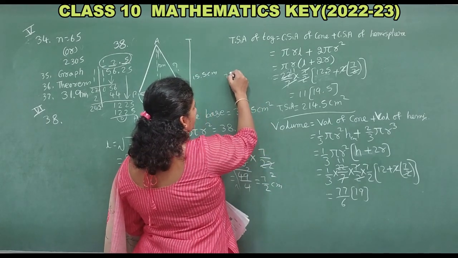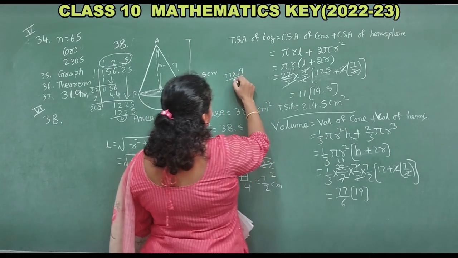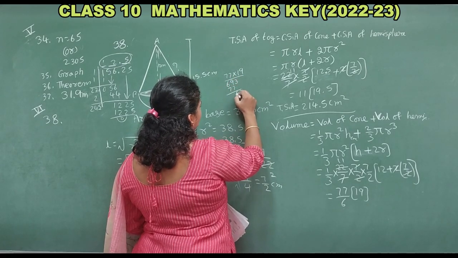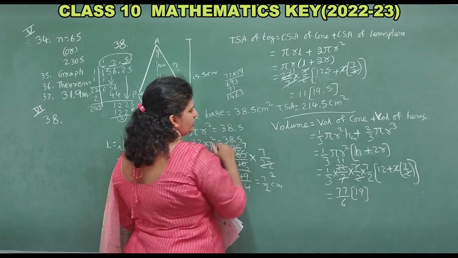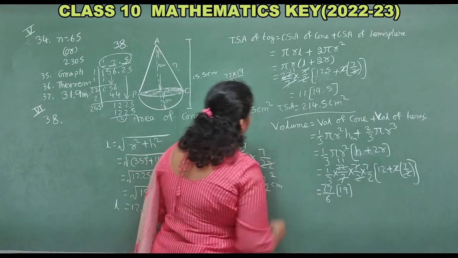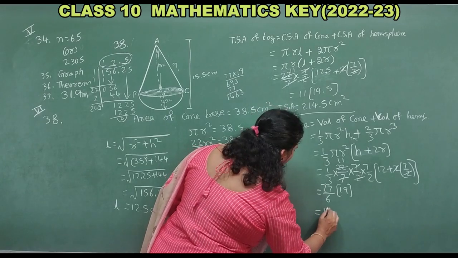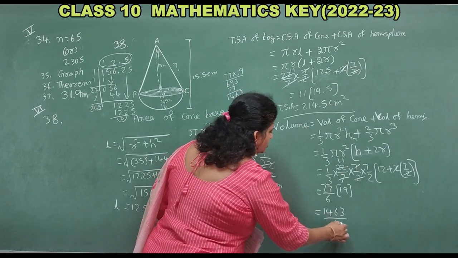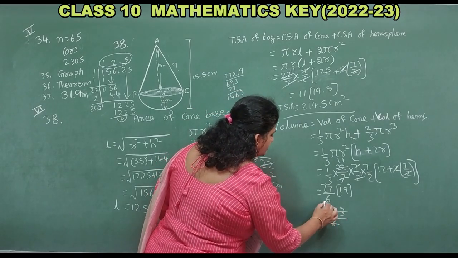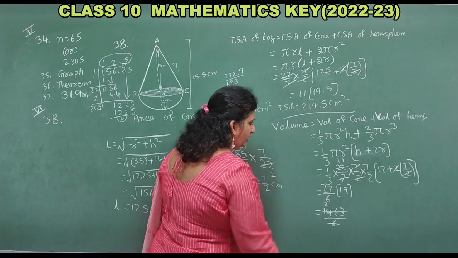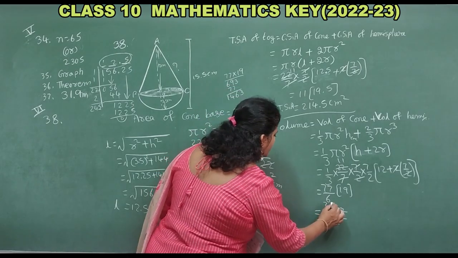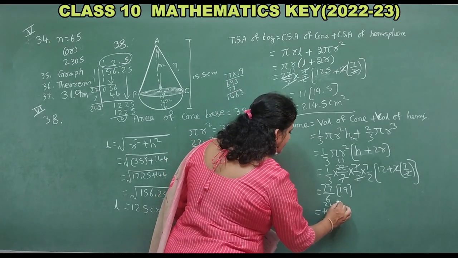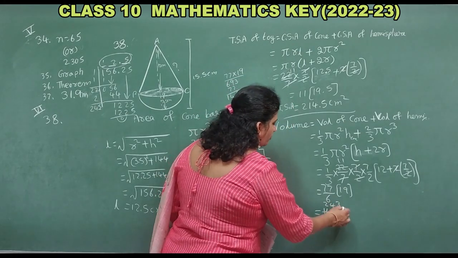Let me do rough work here. 77 into 19. That is 1463. What is 77 into 19? It is 1463 by 6. Okay. So let us try to divide. 6 2s are 12. 2 left, 26. 6 4s are 24. Again 2 left, 23. 6 3s are 18. So 5 left.